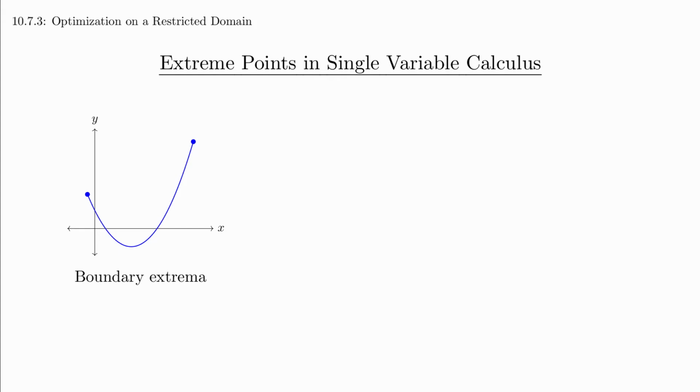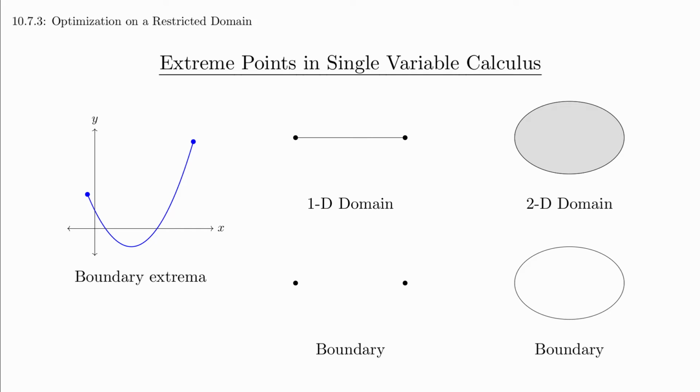There is a similar effect that happens in multivariable calculus. However, we need to be a bit more thoughtful. For a single variable function, the domain is a line segment, and the boundary is just the endpoints. For a function of two variables, the domain is a region in the plane, and the boundary is a curve, and we have to check the entire curve for extreme values.